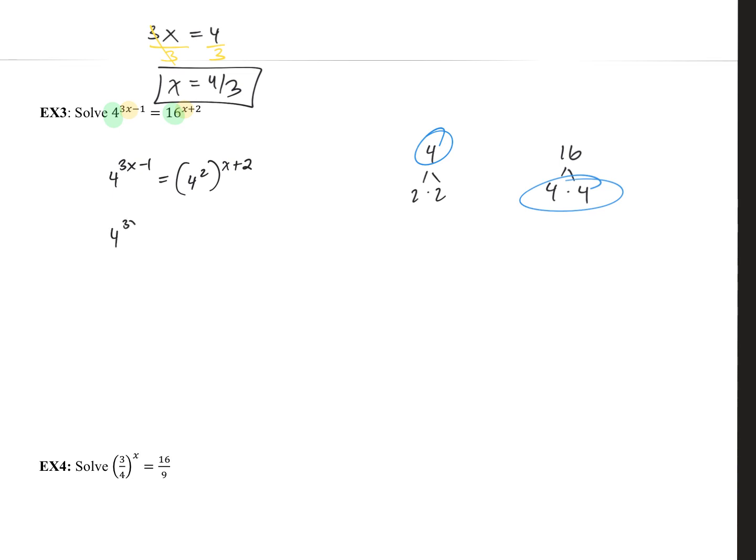Okay, let me rewrite this again. Using the rules of exponents, that's going to be 2 times x plus 2 in the top. Hey, and now the bases are the same. So since the bases are the same, what can we assume? We can assume that these must be equal to each other. So let's write those down equal to each other: 3x minus 1 equals 2 times x plus 2. And let's go ahead and solve. This looks like a linear equation we know how to solve.